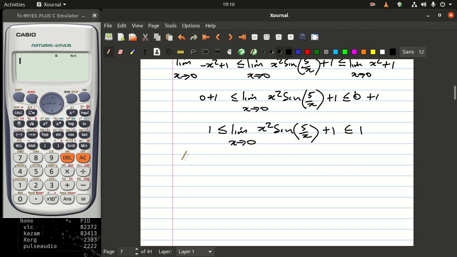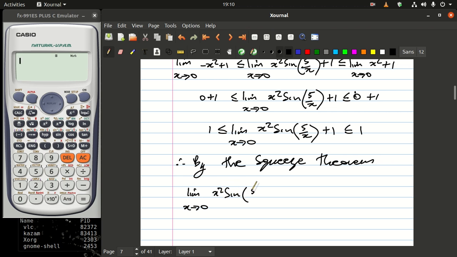Therefore, by the squeeze theorem, the limit in the middle as x approaches 0 of x squared sine of 5 over x plus 1 must be equal to 1. So basically, that's what is important about this whole thing.